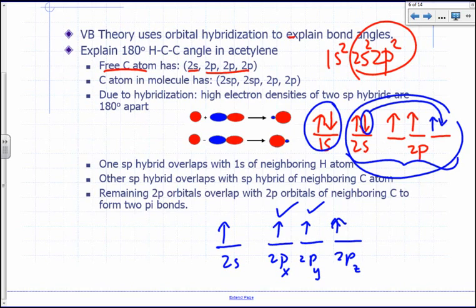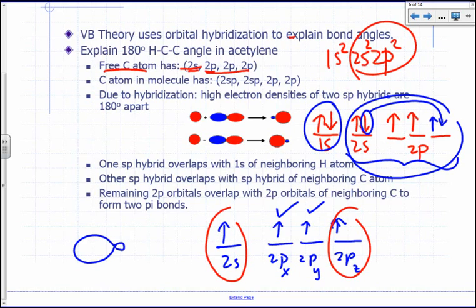So the explanation for the 180-degree angle between the two sigma bonds is as follows. You say that this 2s and this 2p orbital no longer exist in the molecule. Instead of having a 2s, 2pz, 2px, and 2py in the molecule, the carbon atom now has a pair of hybrid orbitals.